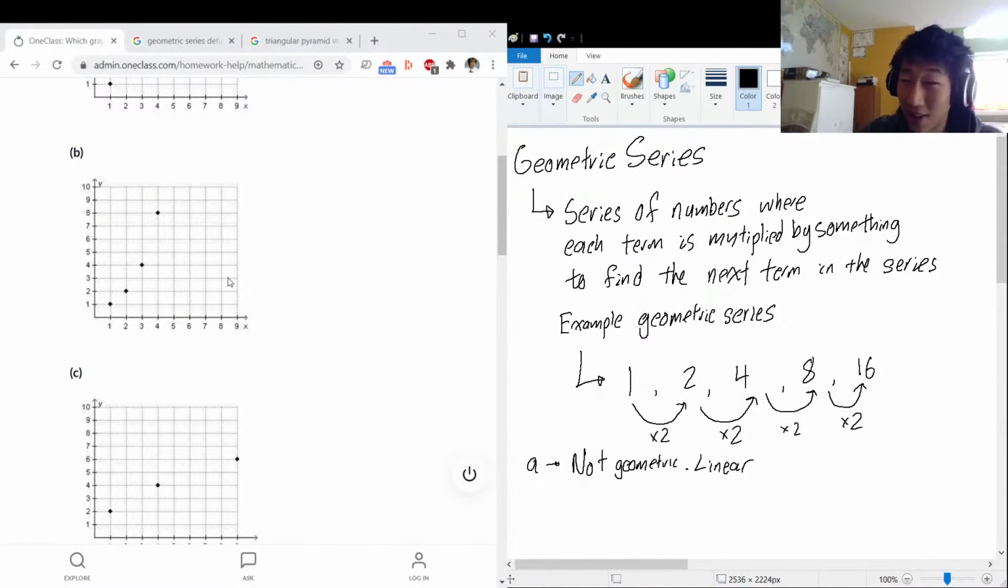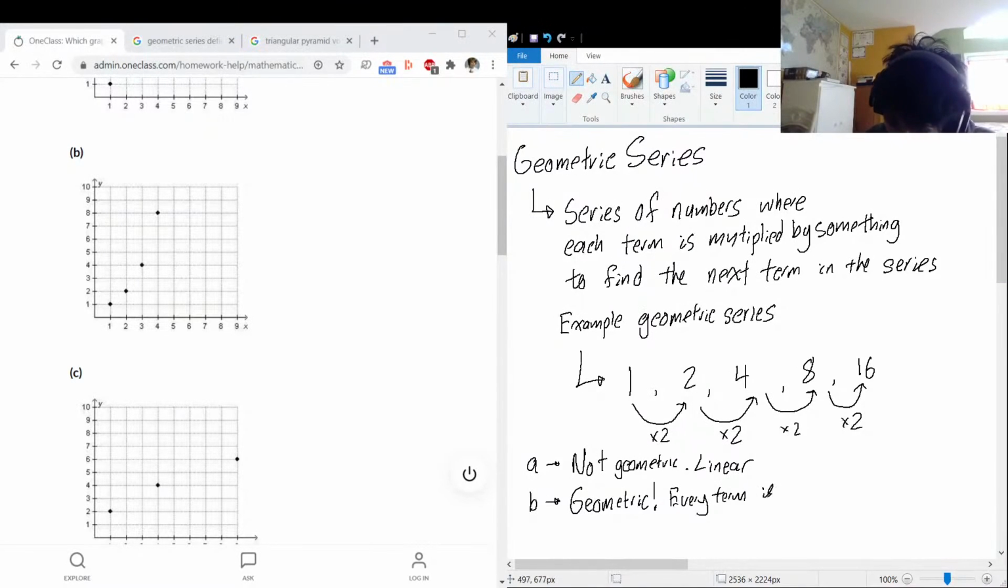I promise I didn't look at this before and use this as the example, but this really does follow our pattern. We can see that every term that we're looking at, when we divide the current term by the previous term, we always get 2. So we can write B is geometric. Every term is double the last, or double the previous.